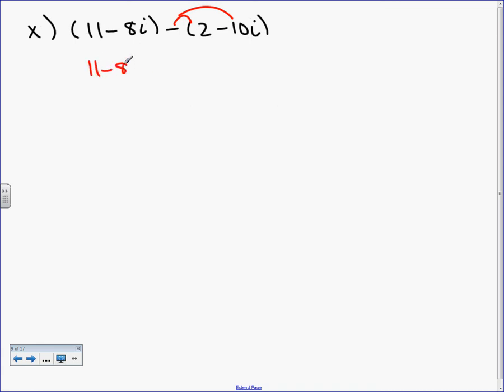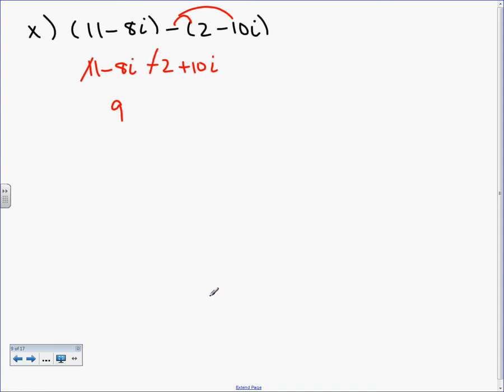So 11 minus 8i minus 2 plus 10i. Is everybody okay with that? I just distributed my negative. Okay? Combine like terms. What's a like term with 11? The -2. So it's 11 minus 2. 9. So I've dealt with that.